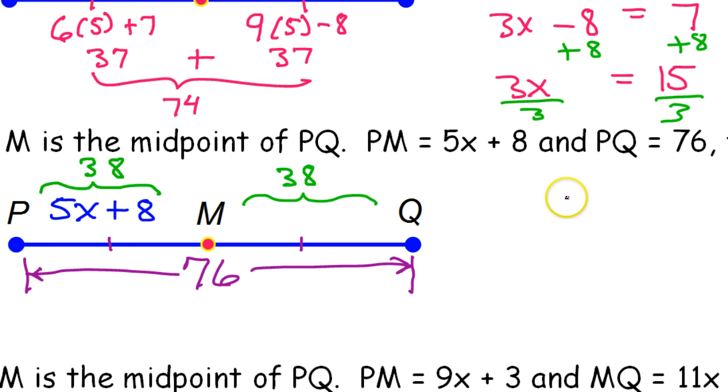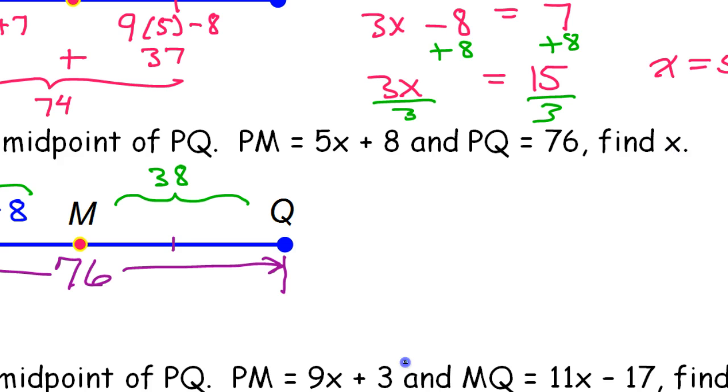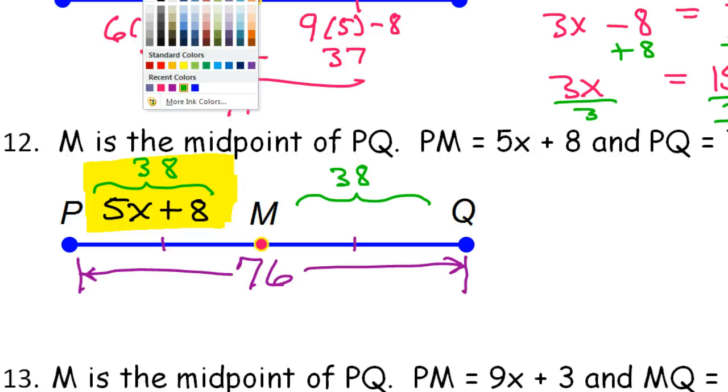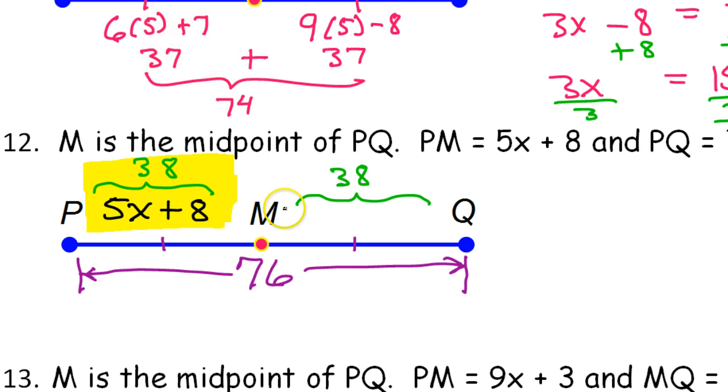Okay, so we're supposed to find x. I'm going to use this situation right here to do it. I've got 38 and I've got 5x plus 8 representing the length of the same segment PM. So these two have to be equal to each other. So 5x plus 8 must equal 38.